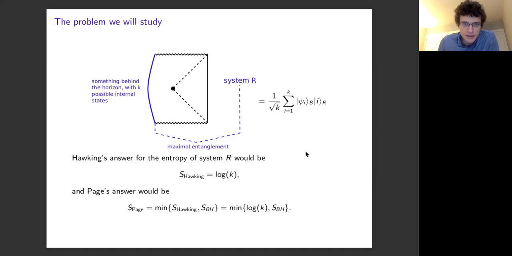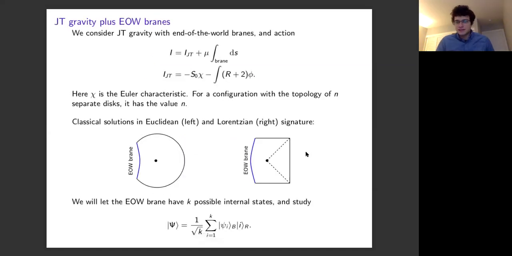Okay, so let's now try to analyze this problem in a little more detail. We're going to do this again in our search for the simplest possible version of this problem. We're going to work in 2 dimensions and consider JT gravity, Jackiw-Teitelboim gravity, and we're going to represent this blue thing behind the horizon as an end-of-the-world brane, the type of thing that was studied in the paper that Gautam just reminded us of.